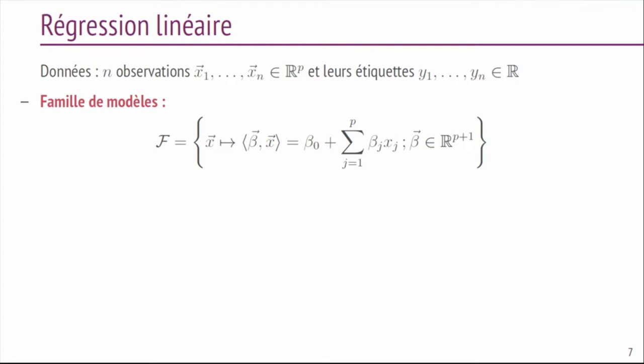All right, so let me give some specific examples of this empirical risk minimization. So the first one is linear regression. I've already mentioned it several times. What about considering linear functions? So now my data points live in R^p. So there are p features representing each data point.